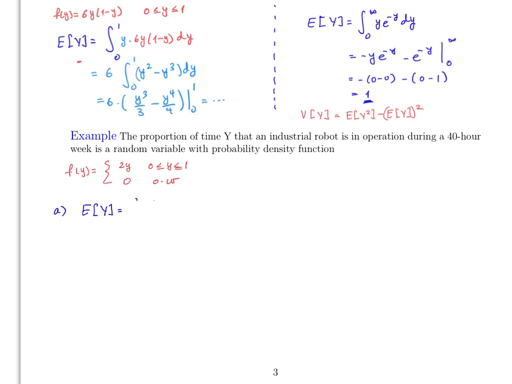So remember, by definition, this will be the integral from 0 to 1 of y times 2y dy, which in this case is just the integral from 0 to 1 of 2y squared dy, which would be 2y cubed over 3 from 0 to 1, which is just equal to 2/3.